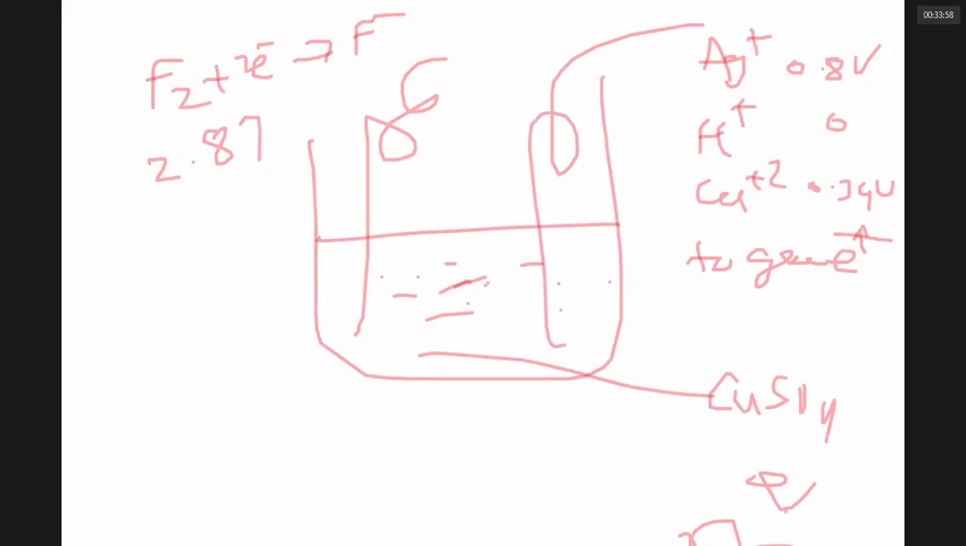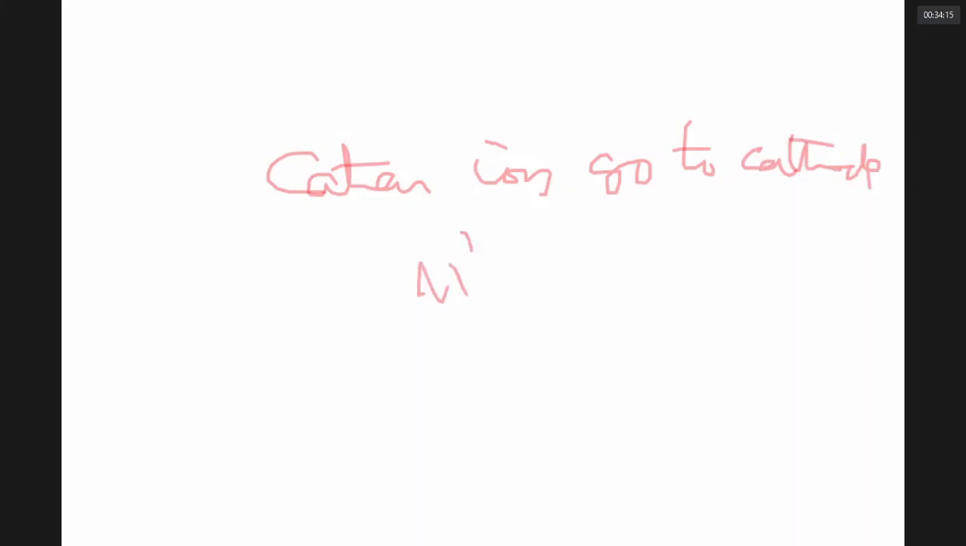Now my point is, what is the amount of material I am producing? Whenever I pass current, cations go to the cathode and gain electrons and become discharged. Anions go to the anode.